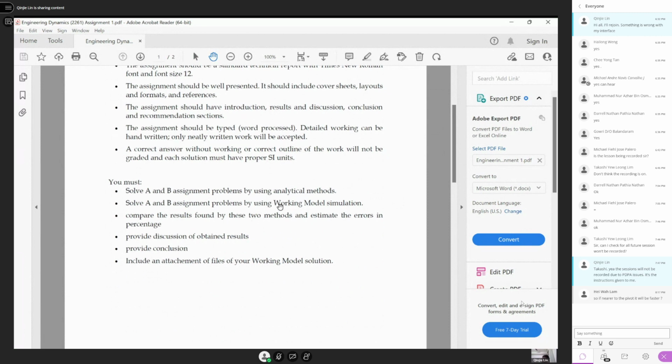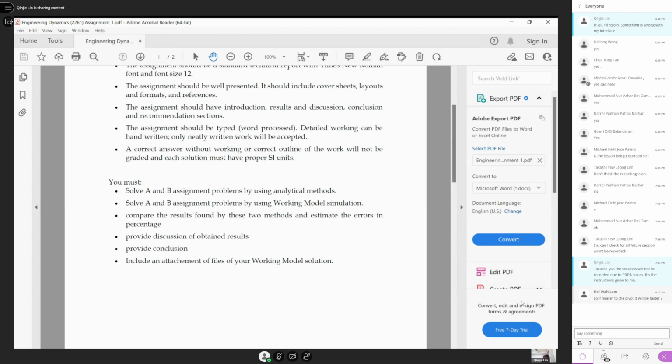Part B is to use working model simulation. This one requires some software, which I don't require you all to use. So you only need to show workings and do it normally, like how you would do a tutorial or exam. That is what we mean by analytical methods. Then the ones below: compare the results found by these two methods and estimate the errors in percentage. This one is referring to analytical and simulation, so there will not be any errors because we are not using simulation. We are only having analytical methods.